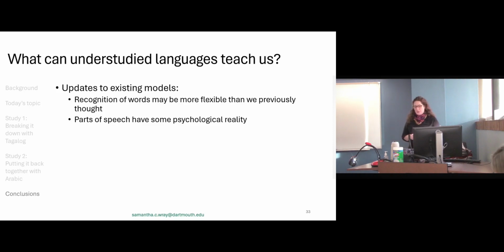Also, as I said, parts of speech do have some psychological reality. They're not just emergent from lots and lots of data, and properties of objects don't inherently result in us thinking about them as nouns necessarily. This is something that can be baked in as a hard and fast rule checker.